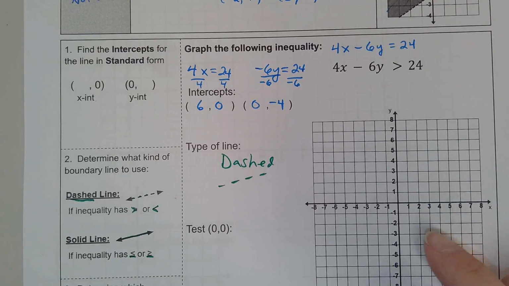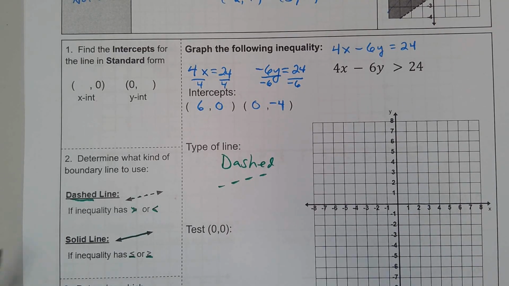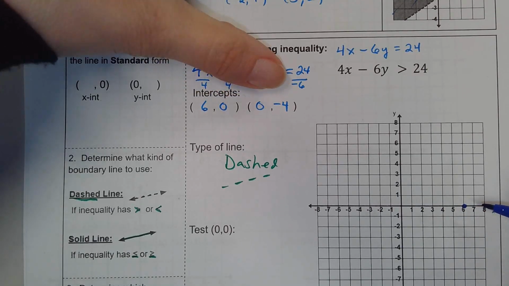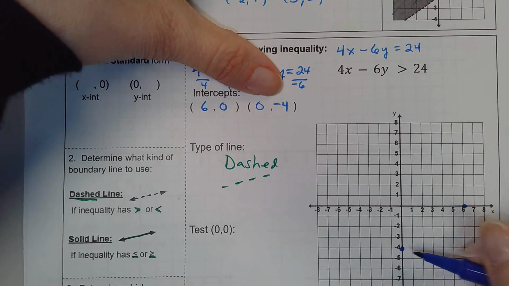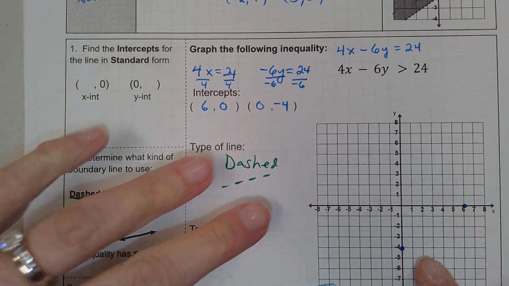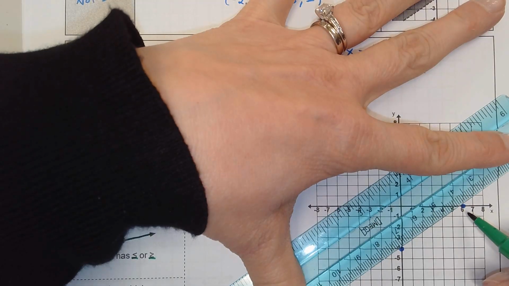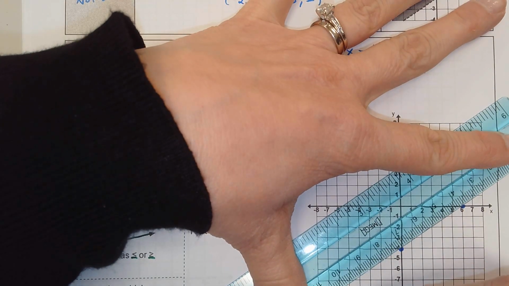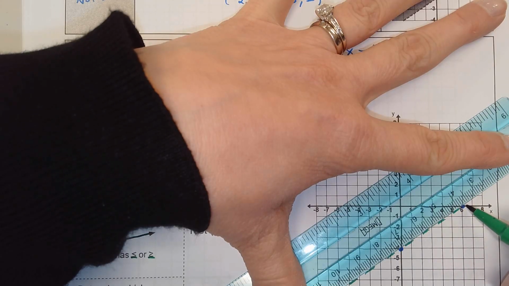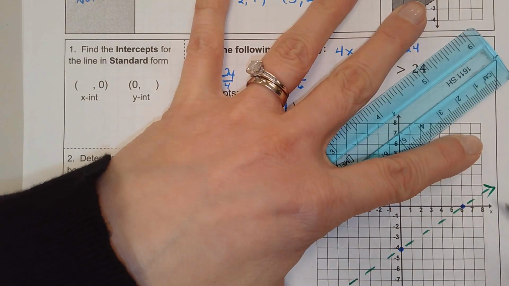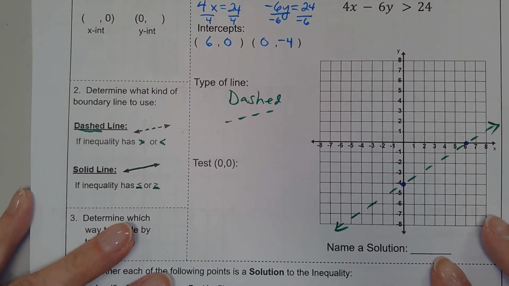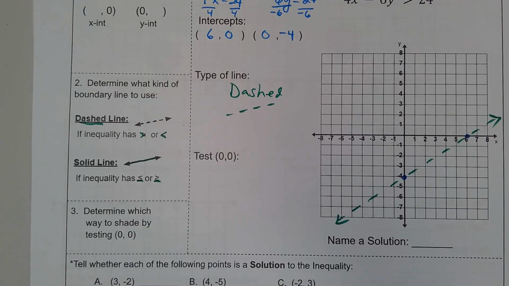Okay, so let's go ahead and graph this line. My x-intercept is 6. My y-intercept is -4. And we've already determined that the line will not be solid. So get your ruler lined up and draw a dashed line. Make sure I can see the dashes, and we still put the arrows on it. And now I have to figure out which way to shade.